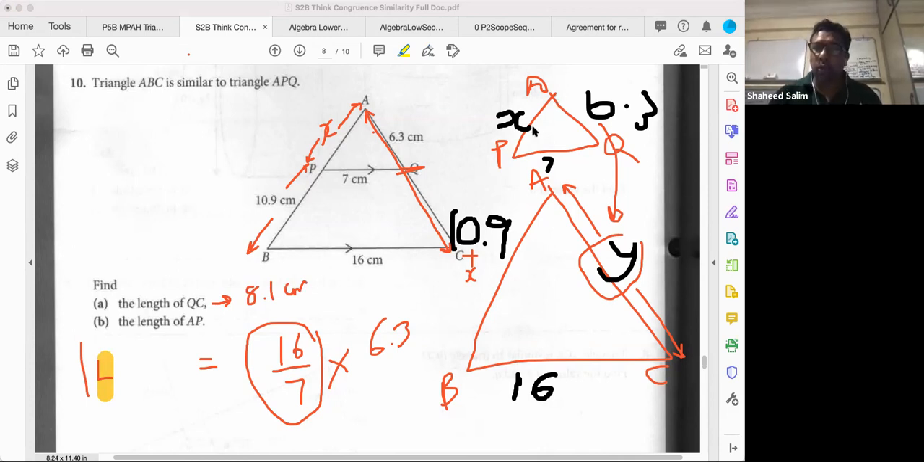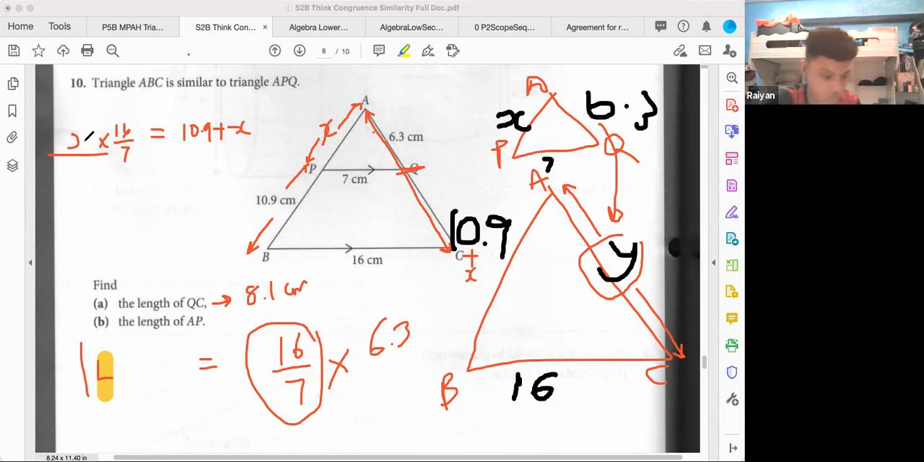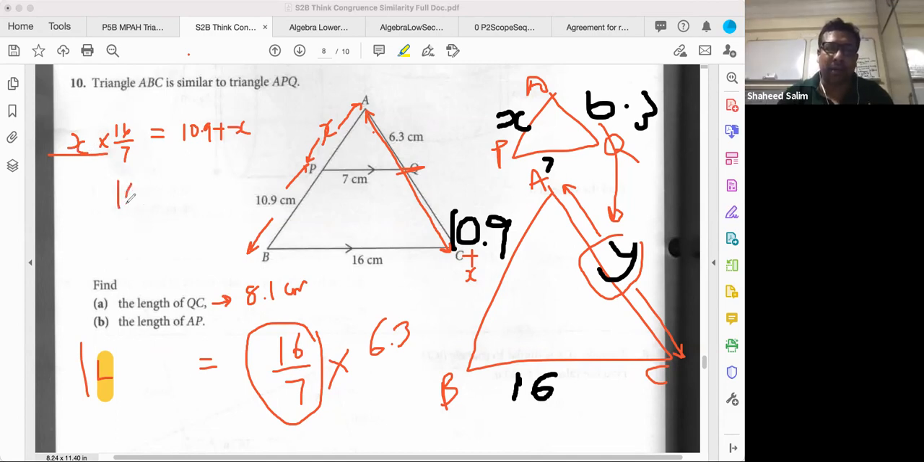Now, the second one you got to do like the earlier one, because this is x. You got to form the equation now. The smaller one times this ratio is equal to the 10.9 plus x. So what should you times? X. Okay, good. So what do you get? X times 16 over 7. 16x over 7 equals to 10.9 plus x.